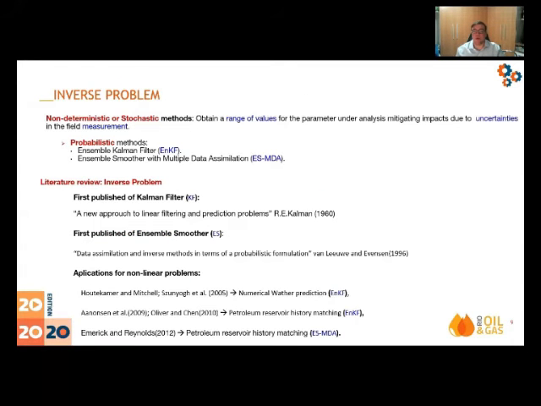The second part of the project is an inverse problem. For it, a non-deterministic method was adopted to give a range of values as response. The commonly used methods are the ensemble Kalman filter and the ensemble smoother with multiple data assimilation. The ensemble Kalman filter is an adaptation of the Kalman filter to solve nonlinear problems, while the ensemble smoother with multiple data assimilation is an adaptation to transform the ensemble smoother into an iterative method. Here we have some applications of those methods in nonlinear problems.